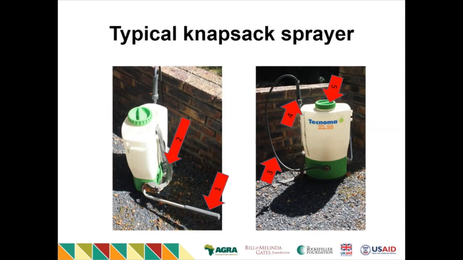These two photographs illustrate a typical knapsack sprayer, and one of the exercises you can do with trainees is use these photographs to ask them if they know what the various components of a sprayer are. So one can, for example, ask them what number 1, 2, 3, 4, and 5 are. And by interacting with the audience in this way, people often learn about these things much better than when one just shows it to them.